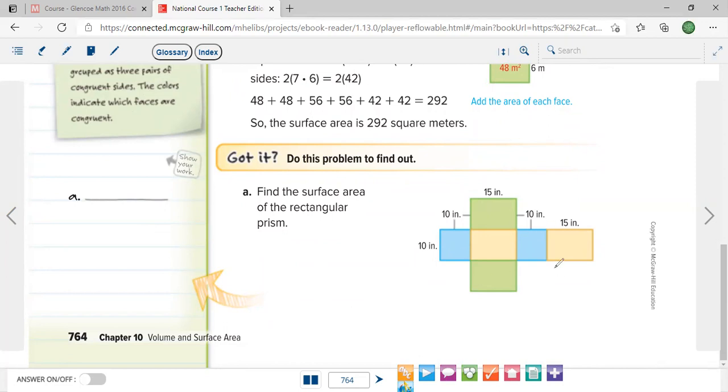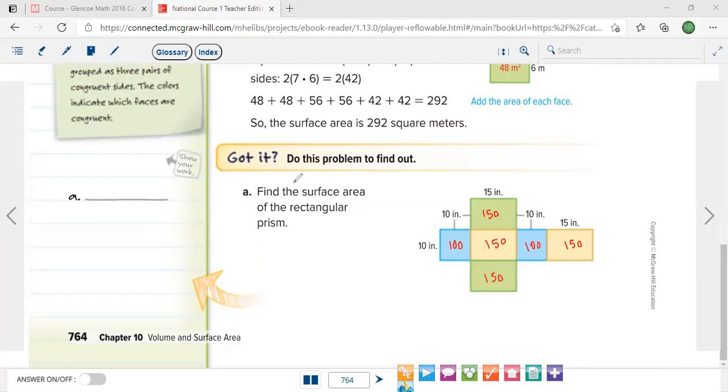Now, how can we find this part? Very easy. You can find it on the figure itself. Look at the blue part. This is 10 by 10. So I will write here 100. Also, this blue one will be 100, the same. Now let me take this green part, 15 times 10 will be 150. So this one will be 150 the same. Now this yellow part, this one is 15 and this one is 10. So also 150, and this one is 150 as well.